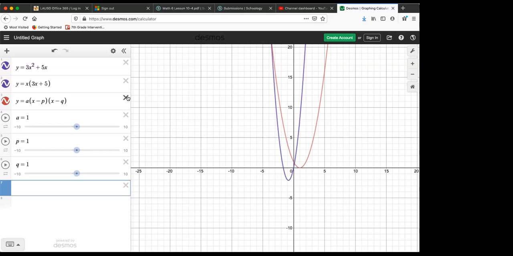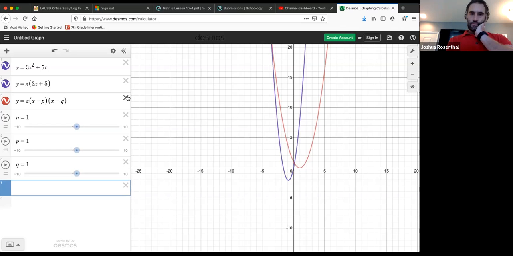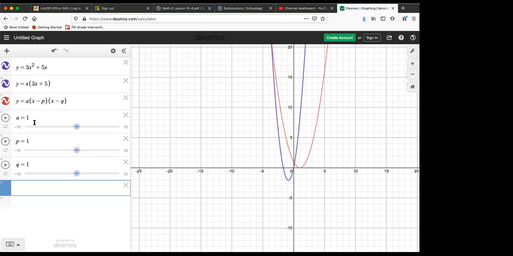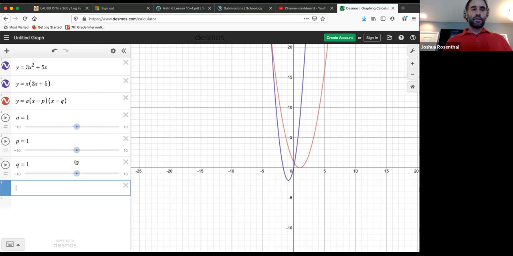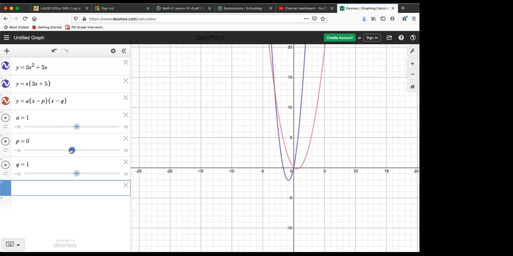Can you get the red one to slide onto your purple one? A would be 1? Yes. Your first root would be what? Where's the X minus P? The first one, I don't see X minus P. P must be what? It would be 0. Yeah, okay, so I'll make P 0.